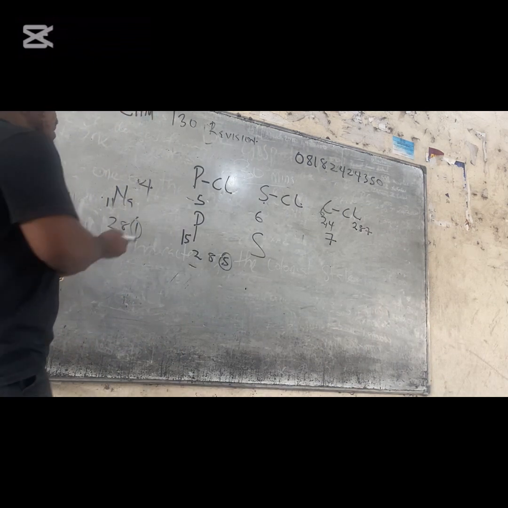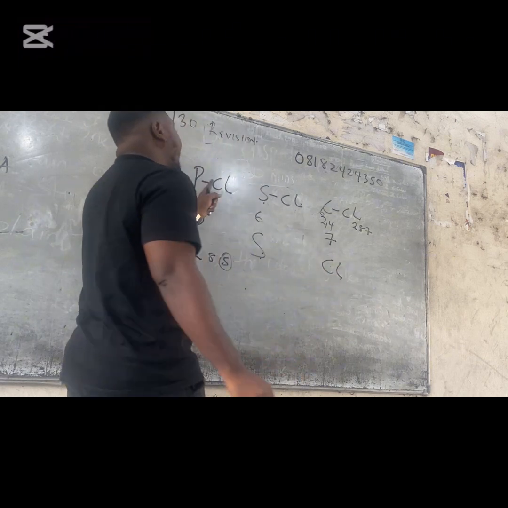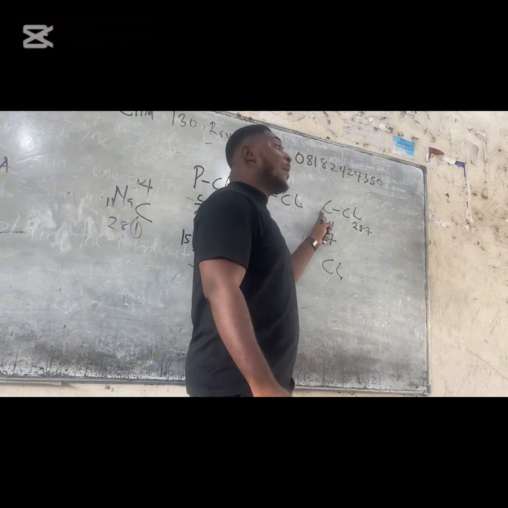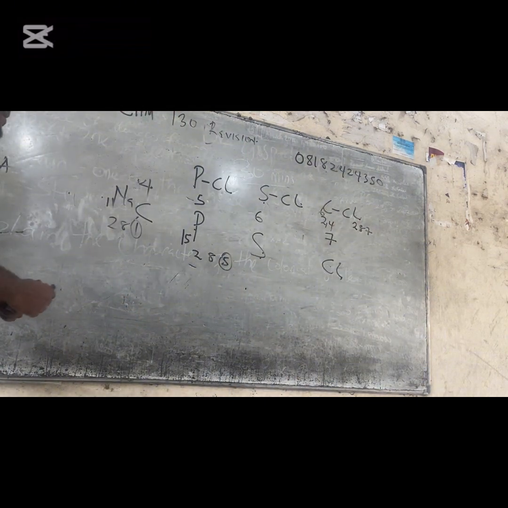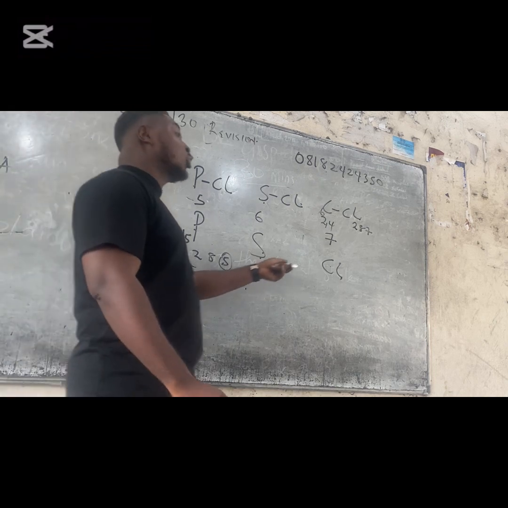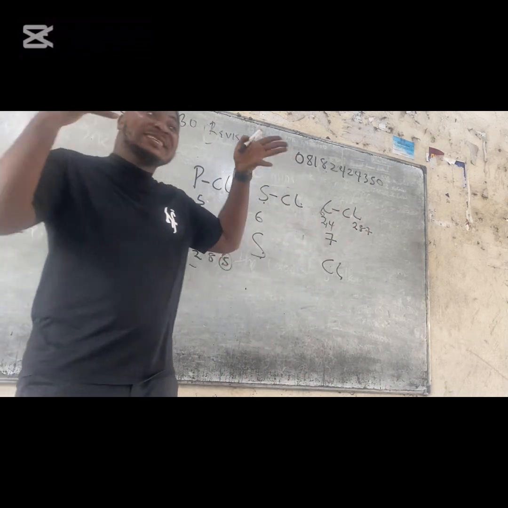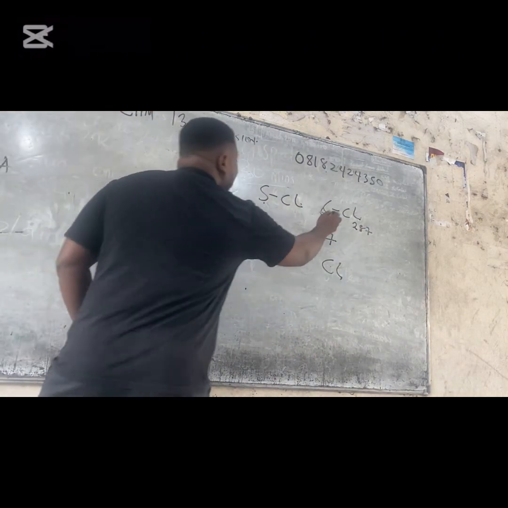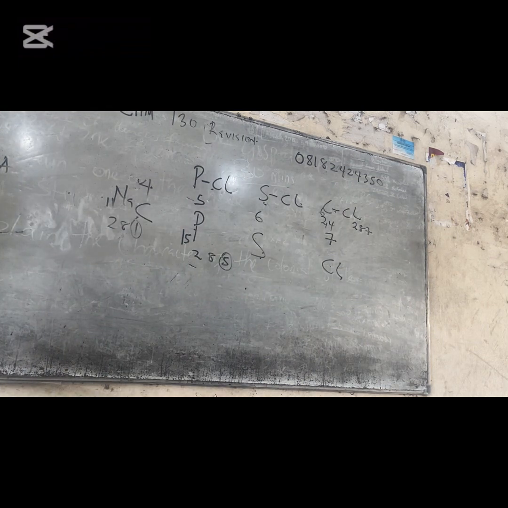Class, this is carbon, this is phosphorus, this is sulfur, this is chlorine. Notice that all of them are bonded to chlorine. Phosphorus bonded to chlorine. Sulfur bonded to chlorine. Carbon bonded to chlorine. We want to check who is more polar. Class, the one that is farther away from chlorine is more polar. The farther the element is from the one it is bonding with, the more the polarity. So who is more polar between CCl, SCl, and PCl?